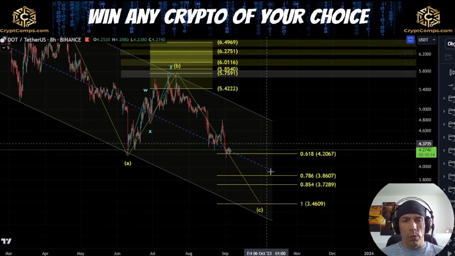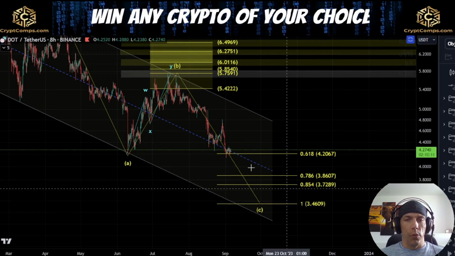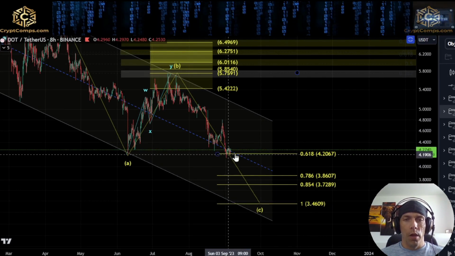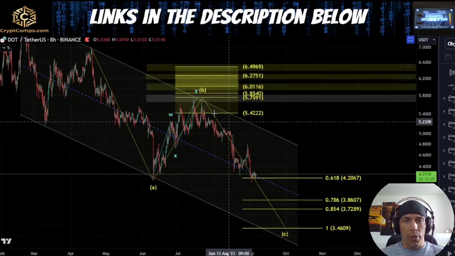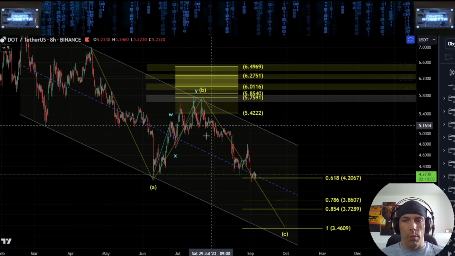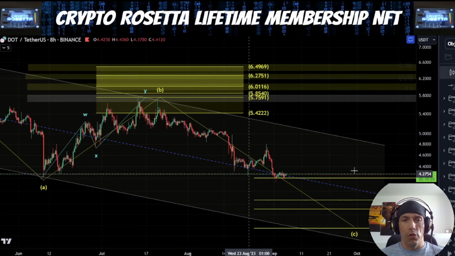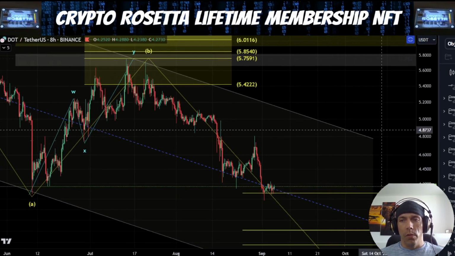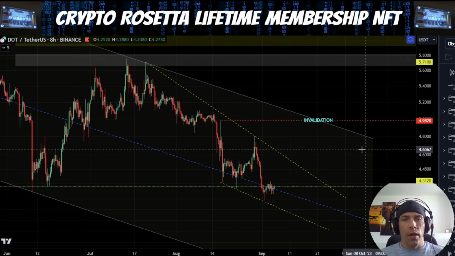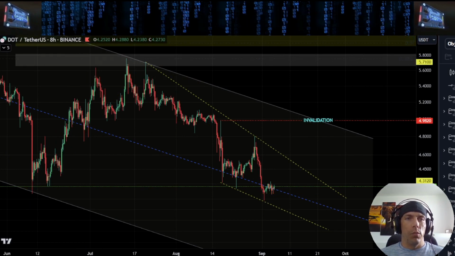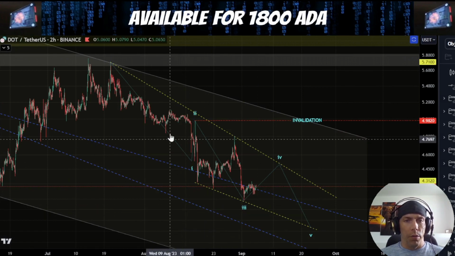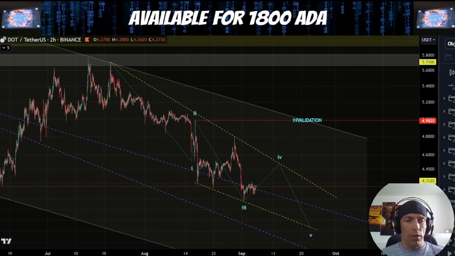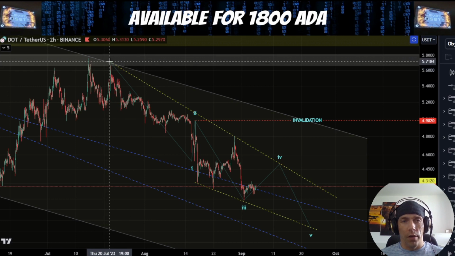Now, 1-to-1 is here at this $3.46. We have already come down to the minimum requirement here, which is this 0.618. The problem is that within the structure we have currently down here, it is very choppy and overlapping. So if this is a C wave, the likelihood would be that we would be looking at something like a diagonal. But once again, even within this, the internals are quite hard to count as a diagonal pattern.